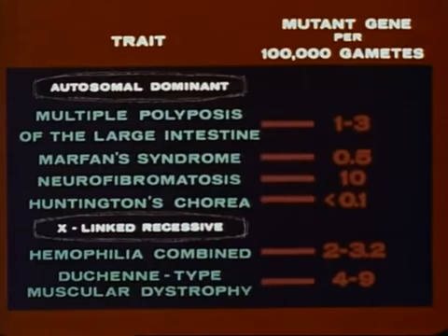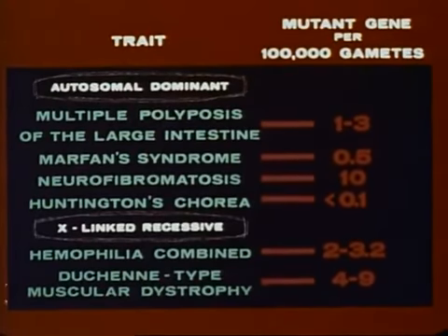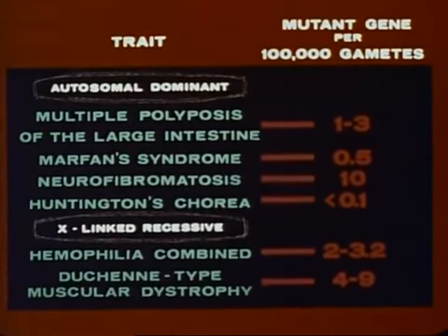In other species, three classes of influences have been demonstrated to cause an increase in mutation rates. These are ionizing radiations, chemicals, and heat. Presumably, the same factors operate in man.